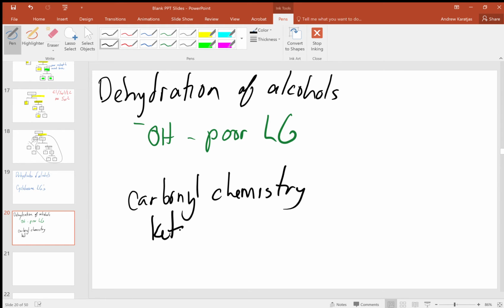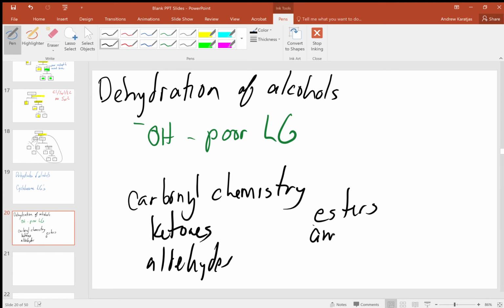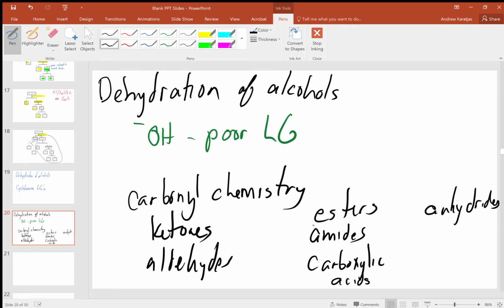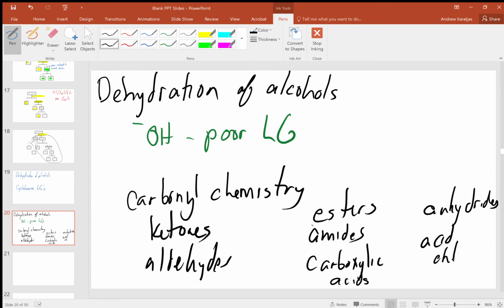Reactions of ketones, aldehydes, esters, amides, carboxylic acids, anhydrides, and acid chlorides, just to name a few. And it's reactions of these functional groups that is fundamental to a lot of what we do in organic chemistry.